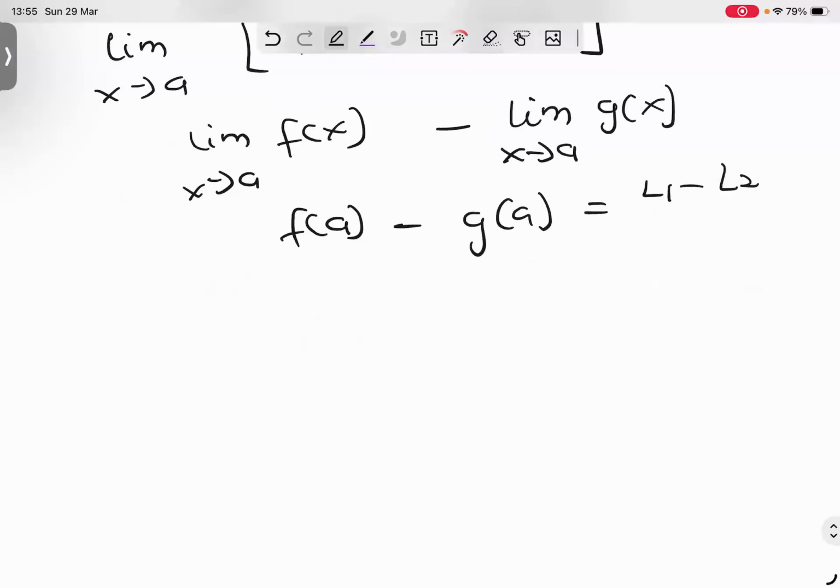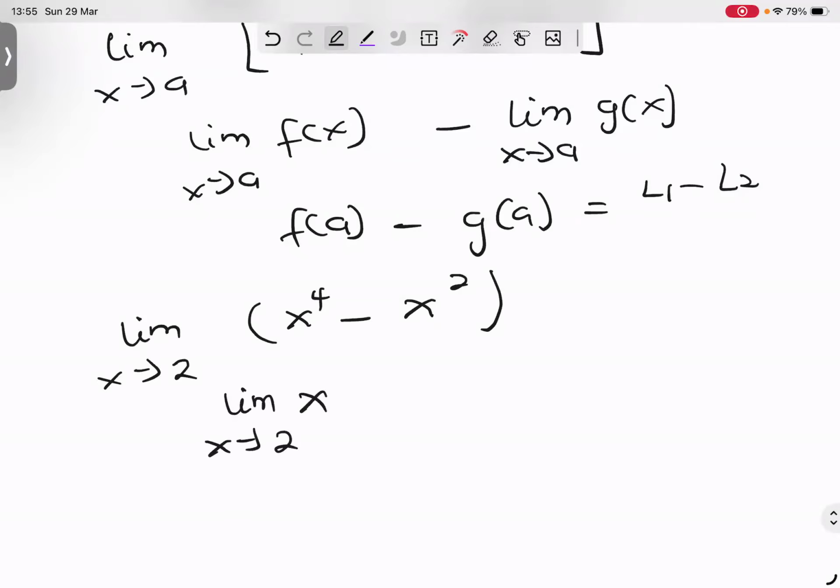An example of this: to evaluate the limit as x approaches, maybe, 2 of x to the power 4 minus x to the power 2. To evaluate this limit, we have the difference of two functions. Therefore, we apply the difference rule or the difference property. And that is to apply the limit on the first function. So from the first function, we have the limit as x approaches 2 of x raised to the power 4 minus the limit as x approaches 2 of x squared.